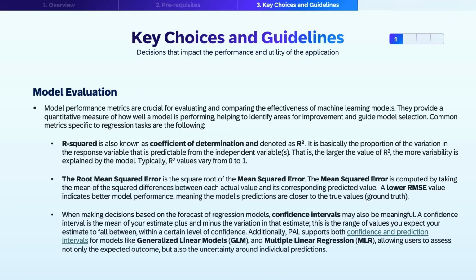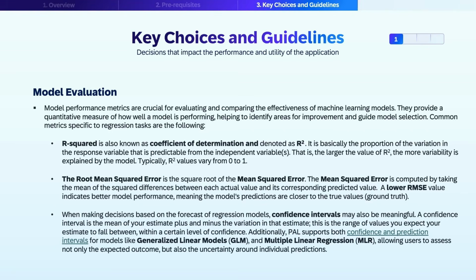R² is also known as coefficient of determination and denoted as R². It is basically the proportion of the variation in the response variable that is predictable from the independent variables. That is, the larger the value of R², the more variability is explained by the model. Typically, R² values vary from 0 to 1.